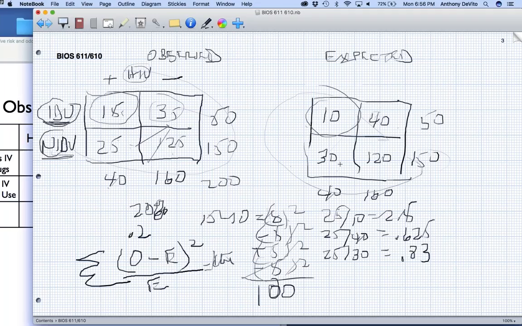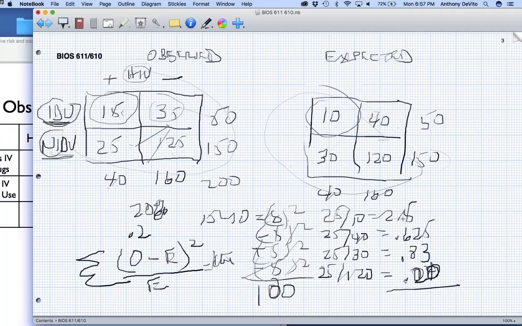And finally, 125 minus 120, the squared difference, 25 divided by the expected value of 120. What does that come out to? That's 25 divided by 120, right? 25 divided by 120 is about 0.2. Good, close enough. Okay, so I'm going to add all these together, right?